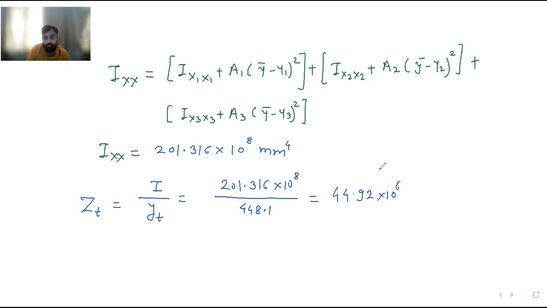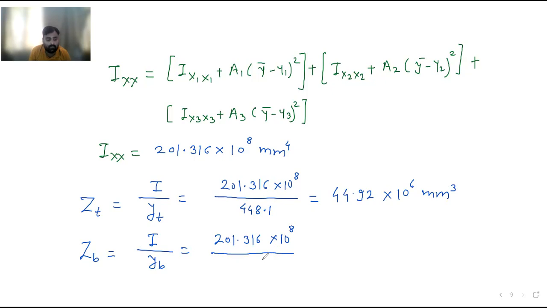So calculations are very important. You have to do exact calculations. Otherwise, even if you know the method, your problem will go wrong. So into 10 raised to 6, this is mm cube. Similarly, find out Z bottom. It is I divided by Y bottom, which is equal to again 201.316 into 10 raised to 8 divided by 551.9. Now calculate this Z bottom.